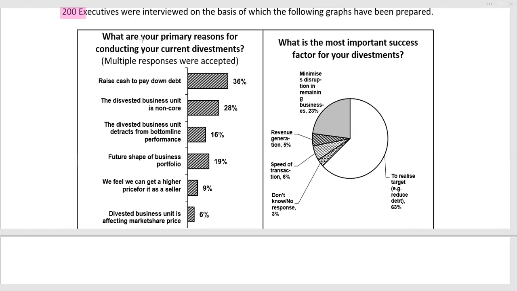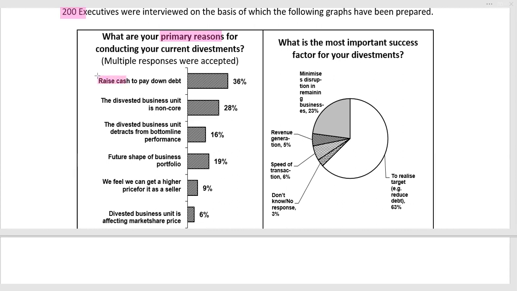The question was, what is your primary reason for conducting your current divestment? So divestment has been done by these executives in their company, and we need to understand what the primary reasons for the divestment are. Multiple responses were also accepted. Anyone can give more than one primary reason. That is possible because we have seen that there are six such primary reasons mentioned.